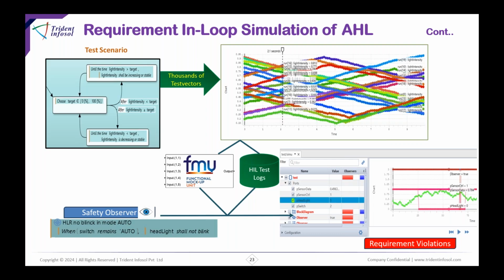We can create scenarios and generate test vectors by simulating the scenarios, and we can bring back our designs in the form of FMU and also yield test logs, and we can verify them against the specifications. And also we have a feature called safety observer. By this feature, we can see the violations of requirements or designs against the specifications.